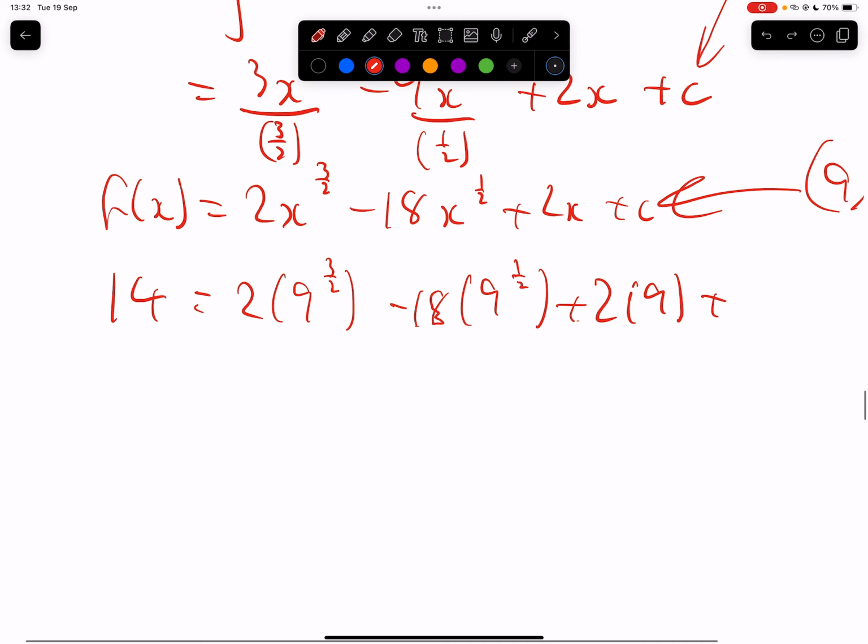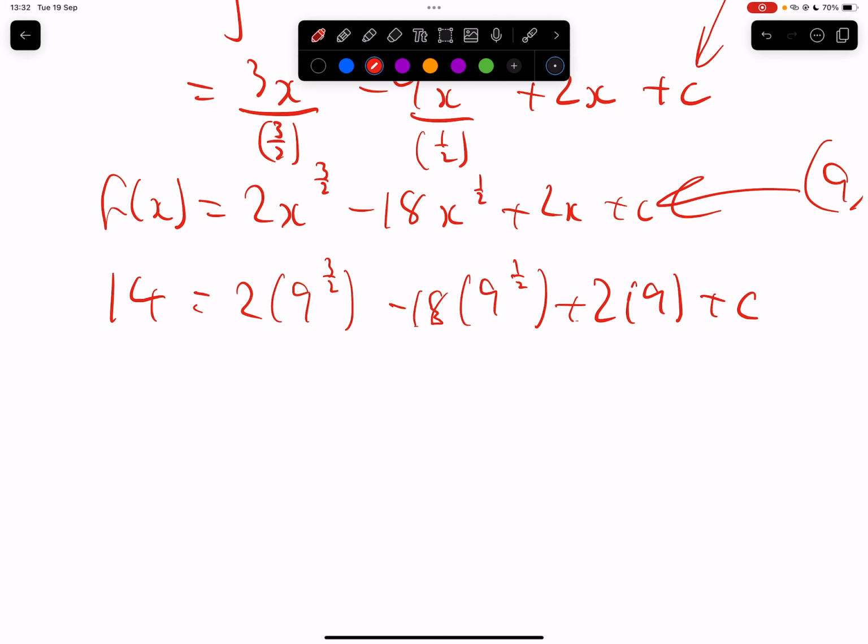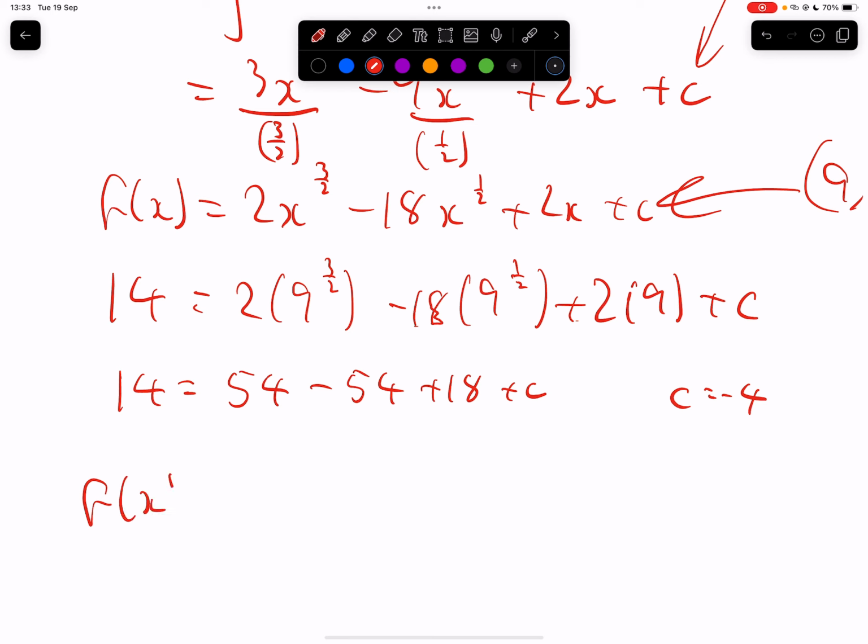So, meant to be a C there. So you've got the square root of 9 cubed, which is 27, times 2 is 54. That's 18 times by 3, which is negative 54, plus 18 plus C. So altogether, C is negative 4. So we have our function, same as before, but now I know the C is negative 4.